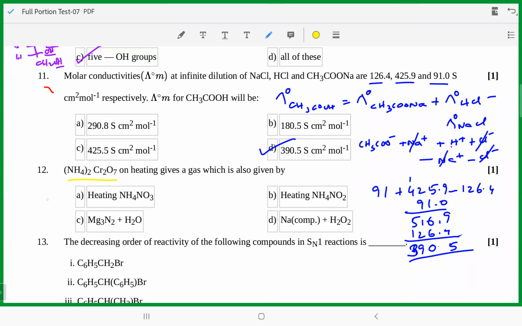In the question, I will discuss later. Because when you are heating, here also ammonium nitrite NH4NO2 is there. So when you are heating, it also will give nitrogen gas, right? So I will check it and tell you. Okay, this I will send to the group.